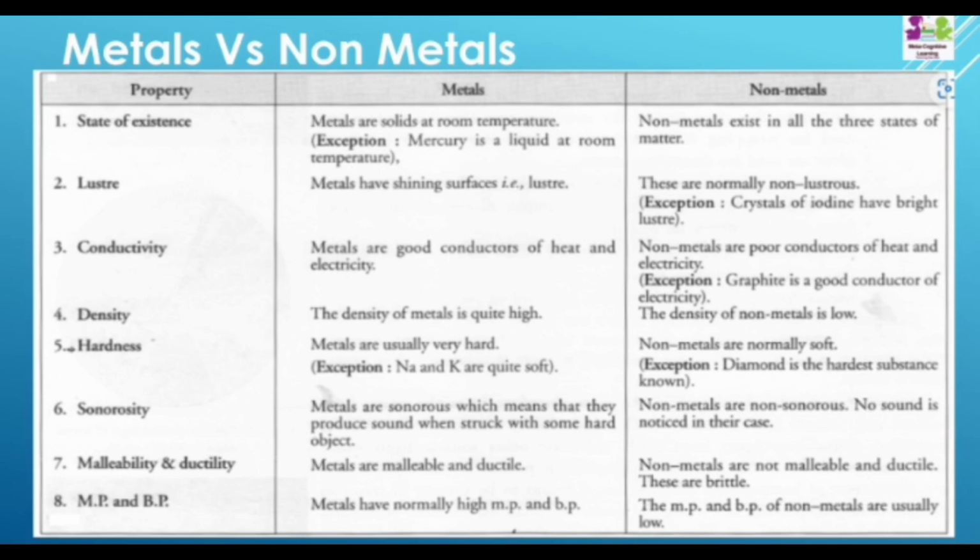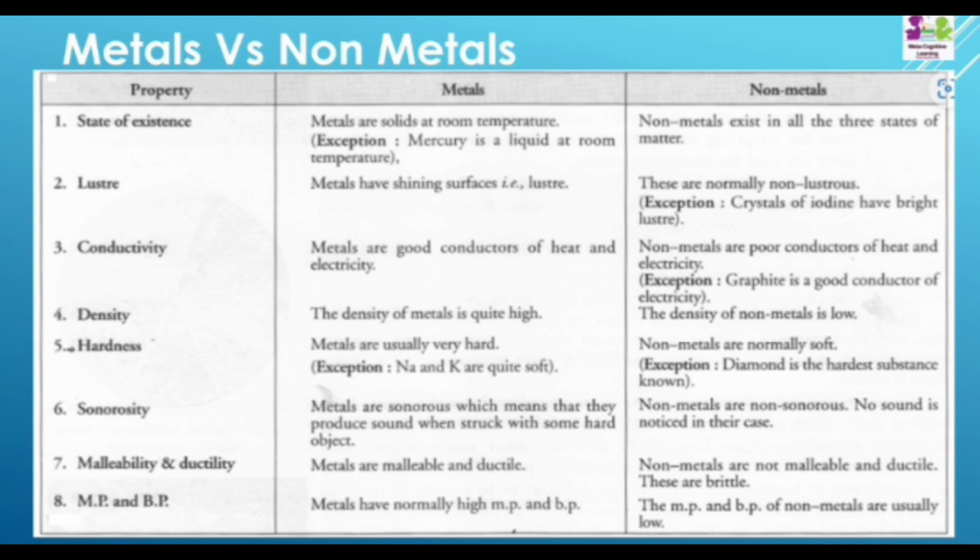Hello students, so today we are going to talk about the difference between metals and non-metals based on their physical properties. Okay, so you all know what basically metals are and what basically non-metals are. Some of the common metals are gold, silver, copper, magnesium, whereas some of the common non-metals are oxygen, hydrogen, bromine, chlorine, fluorine. All these are basically non-metals.